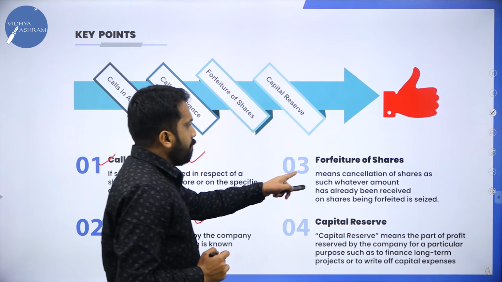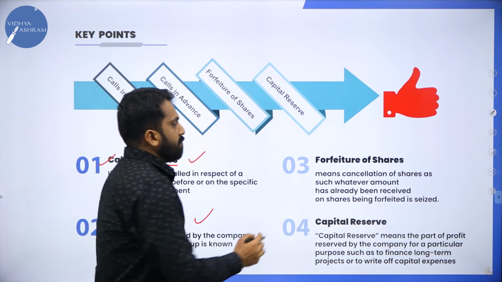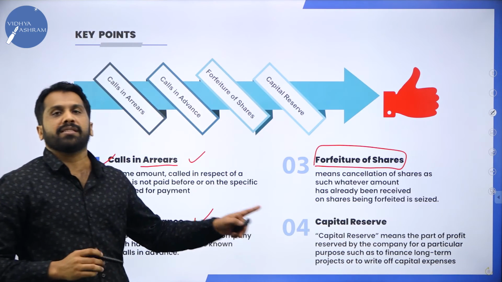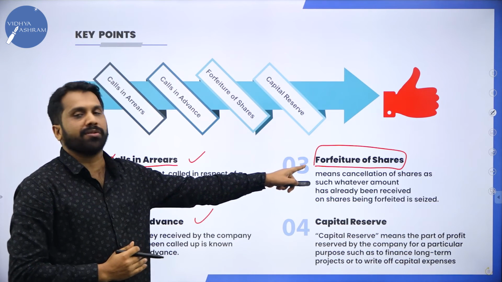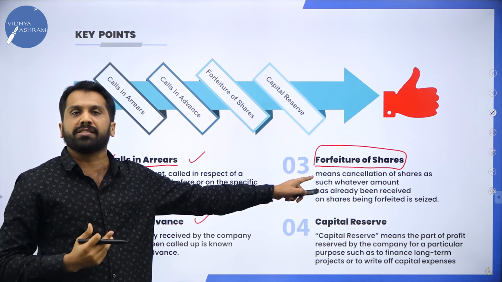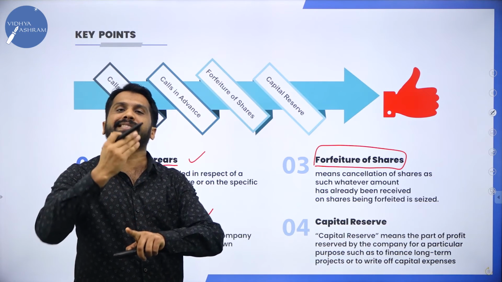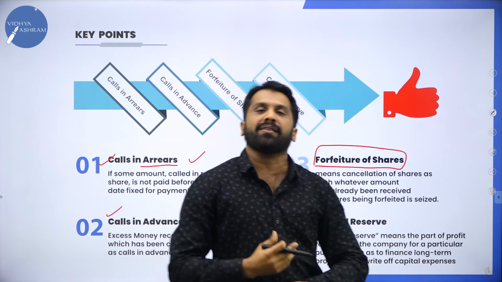Now, you have forfeiture of shares and capital reserve. This forfeiture of shares I'll explain you later. Why? Because after doing 1 or 2 problems, you will come to know what is forfeiture of shares. So, this topic will keep it as a discussion for next session. Now, capital reserve. What is capital reserve?